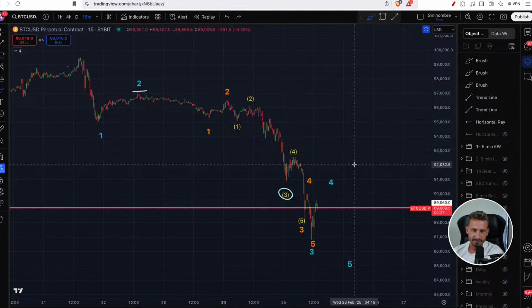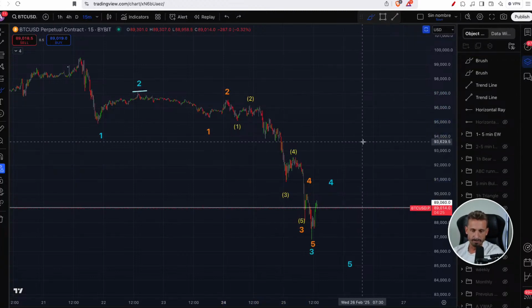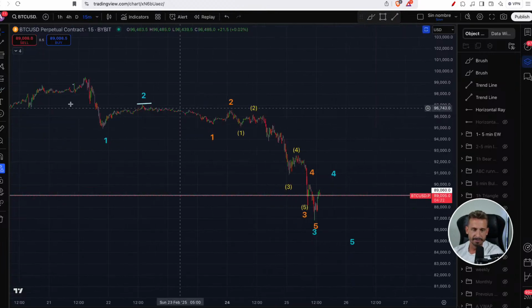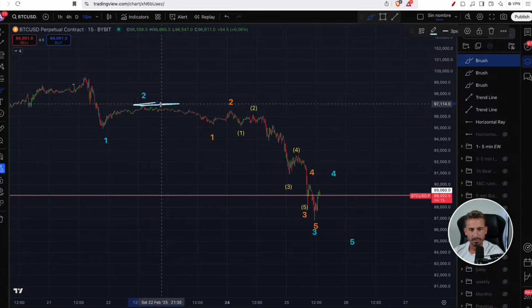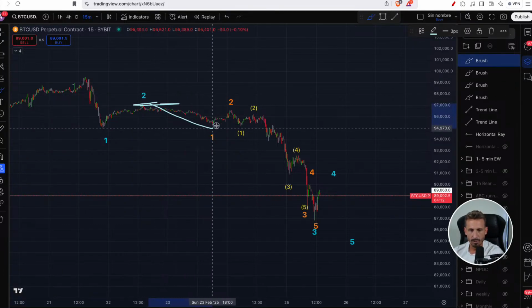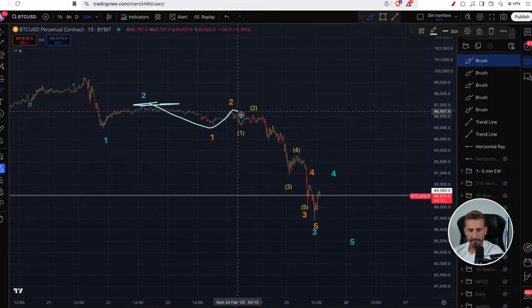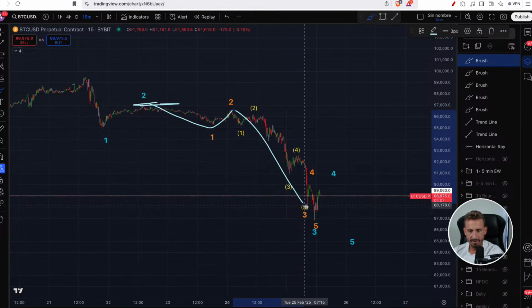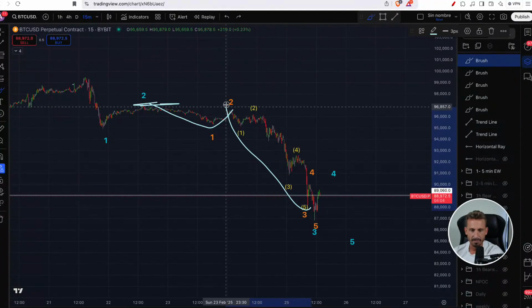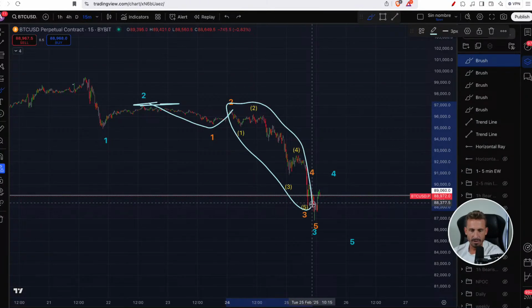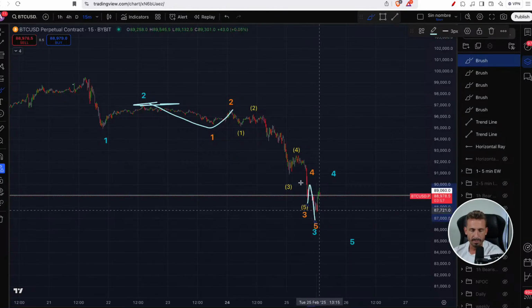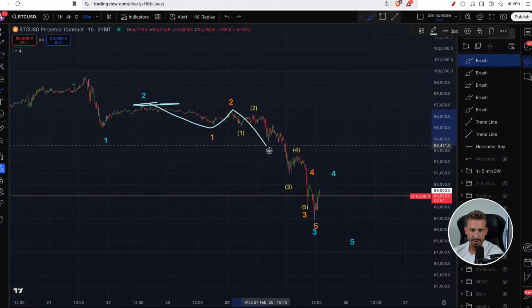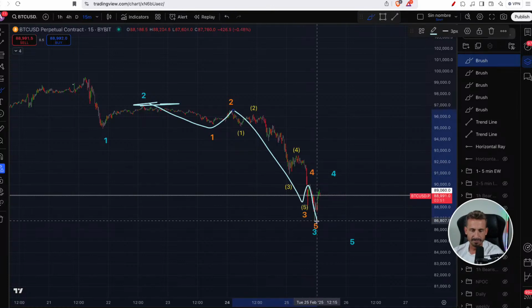Now the question is, did we form the 4-5 in the orange, which is starting from this zone? You have wave 1, wave 2, wave 3, which is having 5 waves in the yellow. You have your wave 4, quick little bounce. And then you have one more low, potentially completing your orange 5 waves.